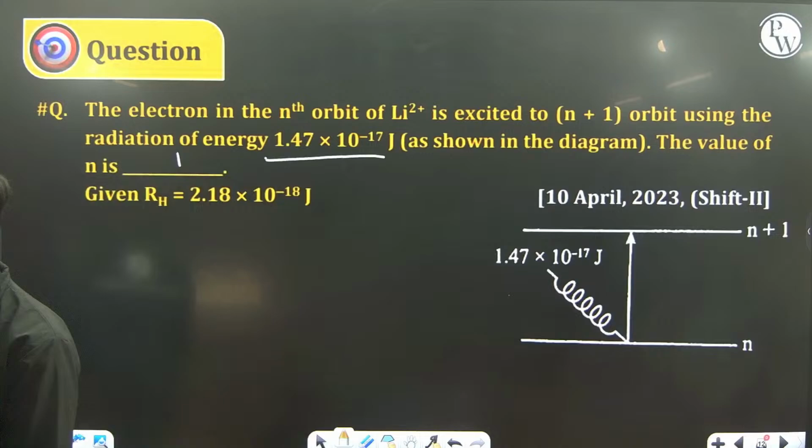How many of you could solve it? Perfect. Very good. Yes, n is equal to 1 is the right answer. Shall we move ahead?